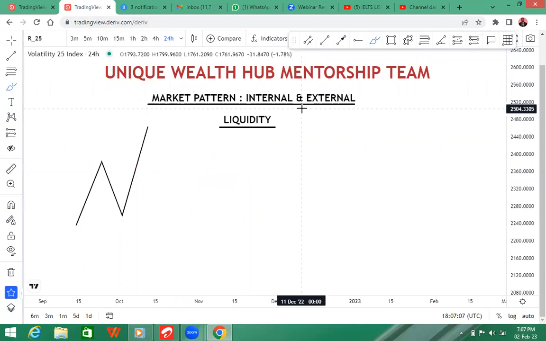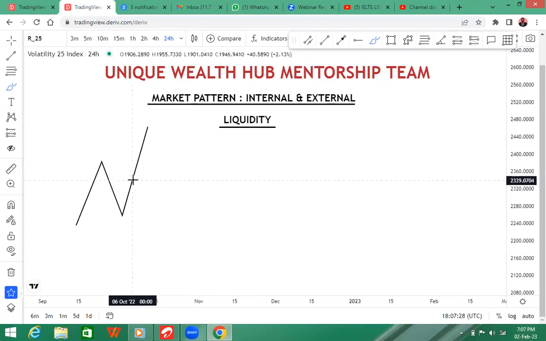Entries and stop losses of retail traders. That's basically liquidity. This is what the market runs on. So today I want to talk about internal liquidity and external liquidity. External liquidity is always in the direction of the trend, while internal liquidity is to be captured for an entry.